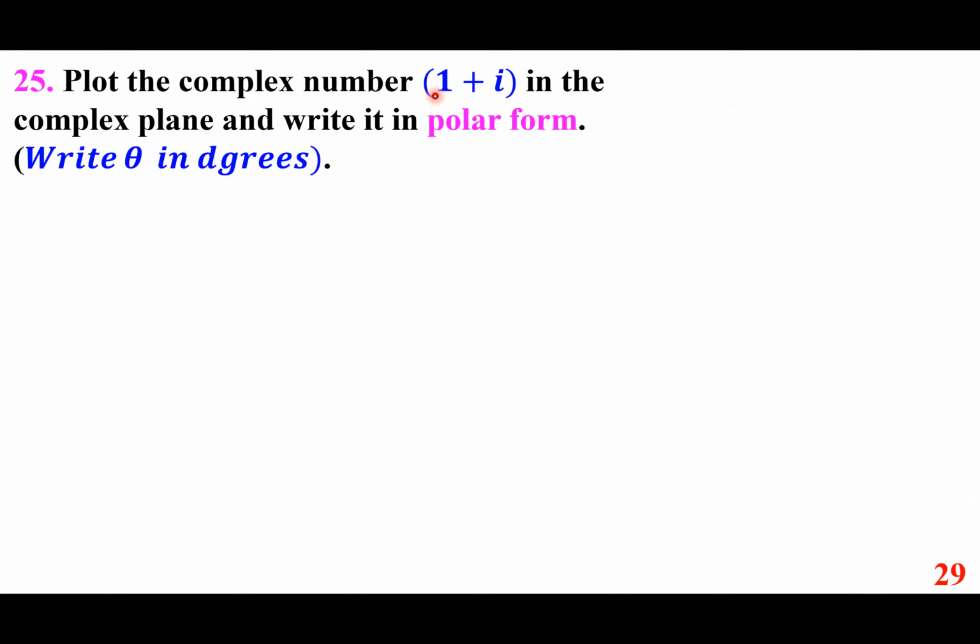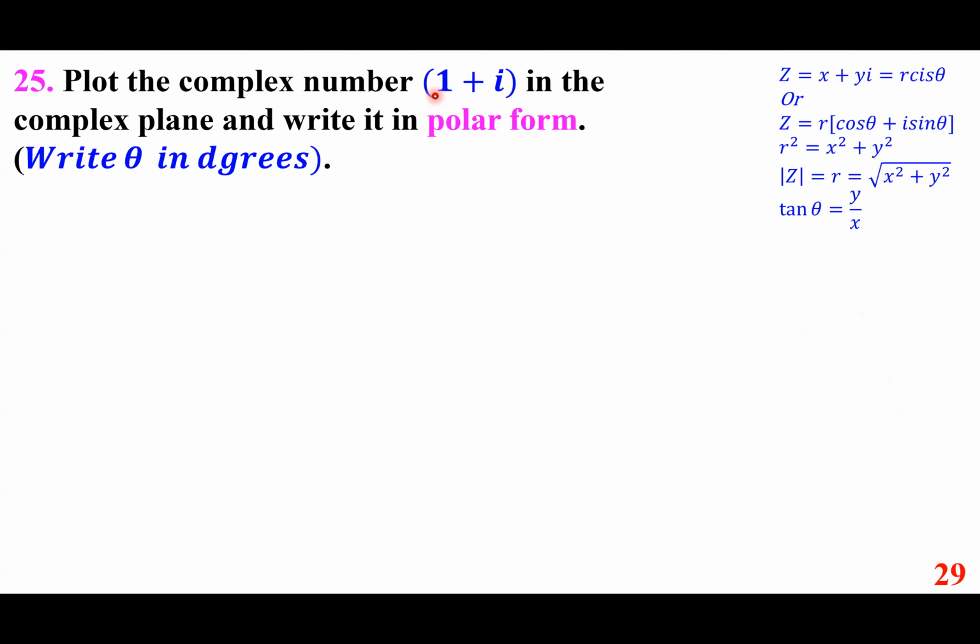Plot the complex number 1 plus i in the complex plane and write it in polar form. So let's remind everybody: z equals x plus yi, or r cis theta, or r cosine theta plus i sine theta. R squared is x squared plus y squared. The modulus, or the magnitude, of z equals r equals the square root of x squared plus y squared. Tan theta is y over x.